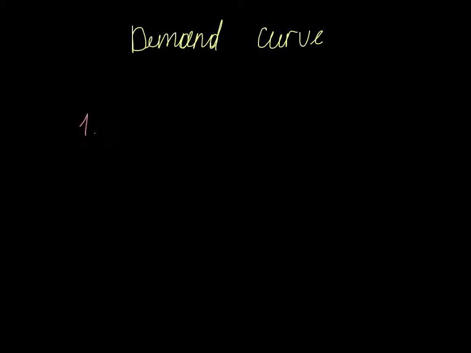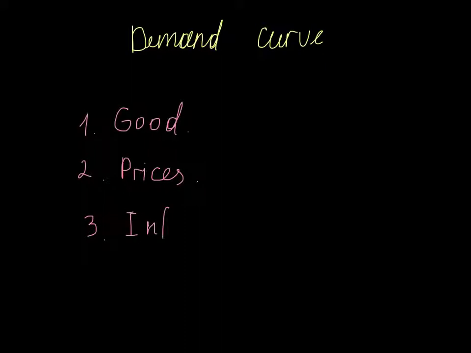First, you need to decide which good it will be. What kind of a good will it be? Second, you need its different prices. And third, probably the most important information, you need information about how price affects the quantity. How many units of a good are wanted at each and every price.